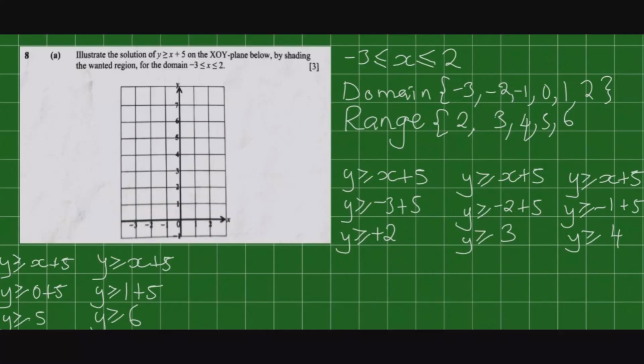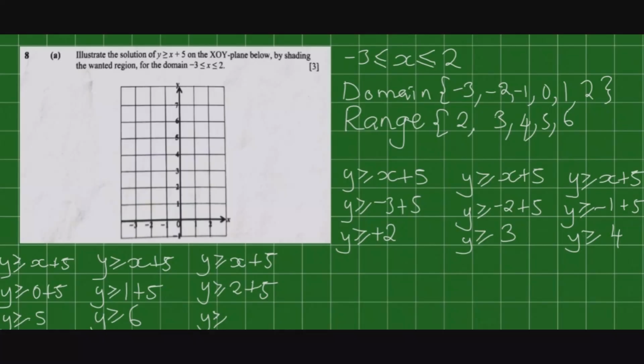Okay, now once we've done this, the next thing we're going to do is find the value of y when x is equal to 2. So we say y is greater or equal to x plus 5. Okay, then we say y is greater or equal to, the value of x we said is 2, so we write 2 plus 5. Okay, then what will be the value of y? Y is greater or equal to 2 plus 5.